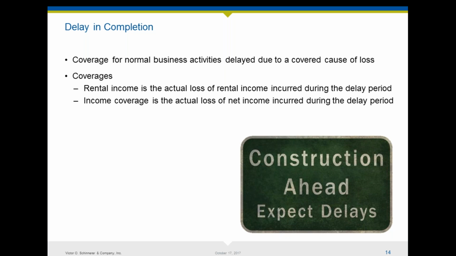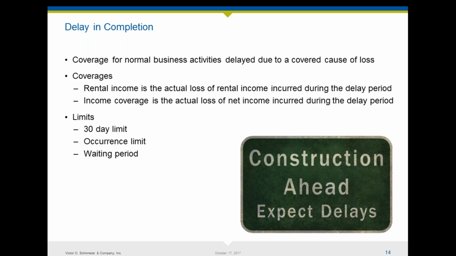So if the business cannot open as planned because of a covered loss, so if there was a delay period that caused the open date to be pushed back and the client was affected by this, where they could not collect their rental income or they could not open for business and start making income, this coverage would respond at that time. So there are 2 different ones. It's delay in completion, either rental income or income coverage.